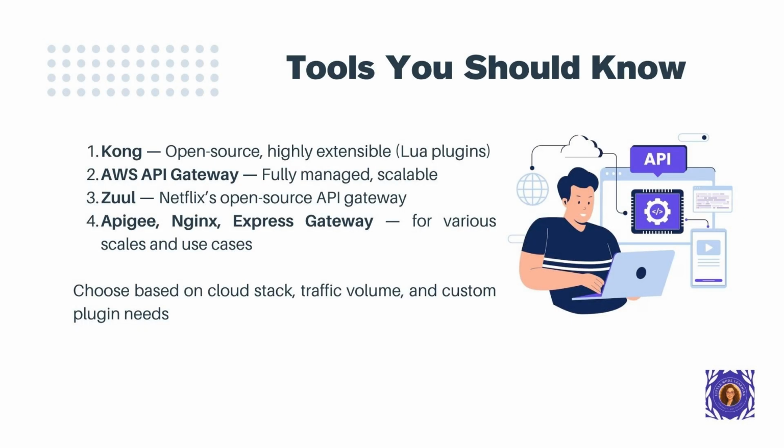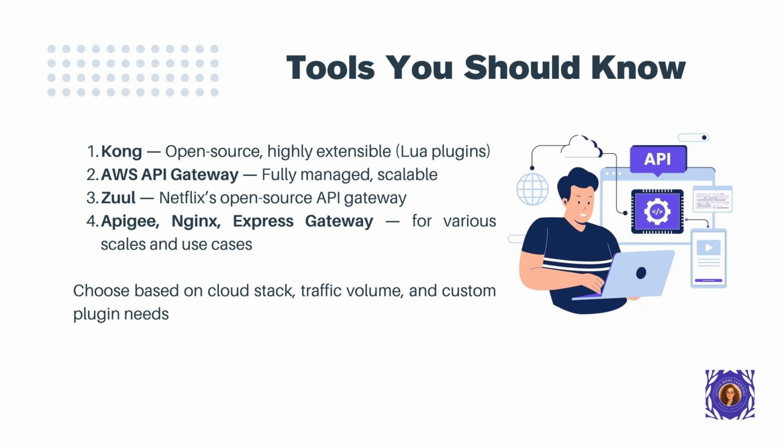The market offers several powerful tools for implementing API gateways, each with its strengths. Kong, a very popular open-source API gateway known for its high performance and extensive extensibility via Lua plugins. It can be deployed on-premise or in the cloud. AWS API Gateway, a fully managed, highly scalable service provided by Amazon Web Services. It handles the underlying infrastructure, allowing developers to focus purely on defining API endpoints, integrations, and policies.